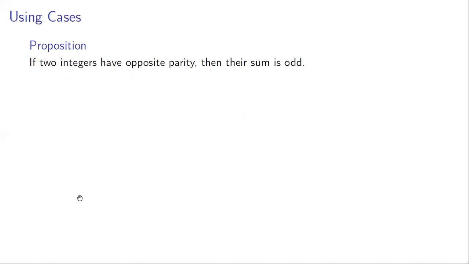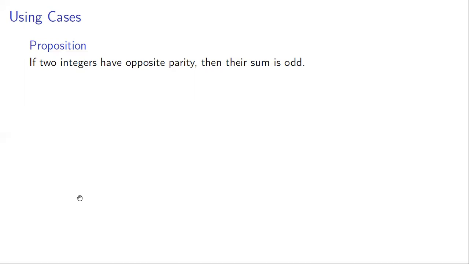Now let's do a proposition and prove it. If two integers have opposite parity, then their sum is odd, right? So that means if we have m and n being two integers with opposite parity, then m plus n is going to be odd. That's what the proposition is claiming.